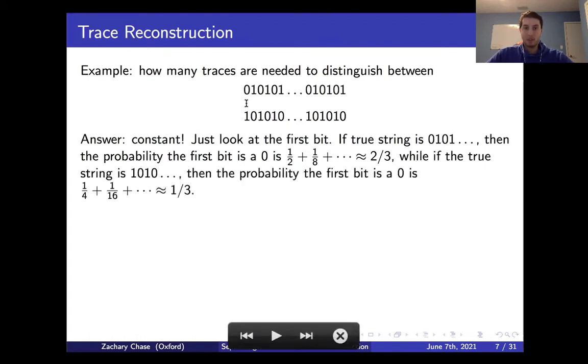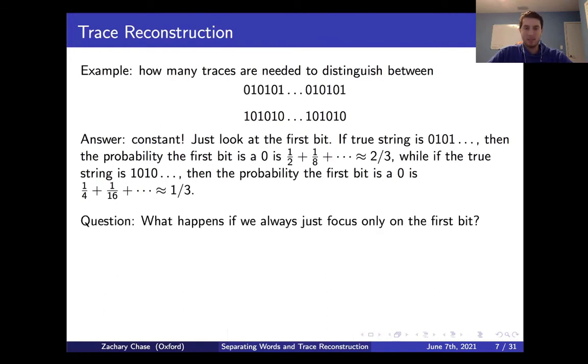And if the true string is this one, then the probability that the first bit is 0 is 1/4 plus 1/16 plus 1 over whatever comes next, etc., which is roughly 1/3. So the point is, the algorithm is as follows. You get a bunch of traces. You just look at the first bit. And if roughly 2/3 of the first bits are 0, then you guess the top string. And if roughly 1/3 of the first bits are 0, then you guess the bottom string.